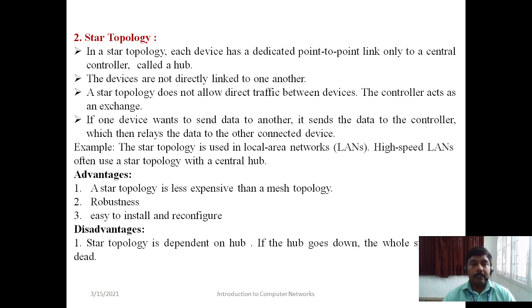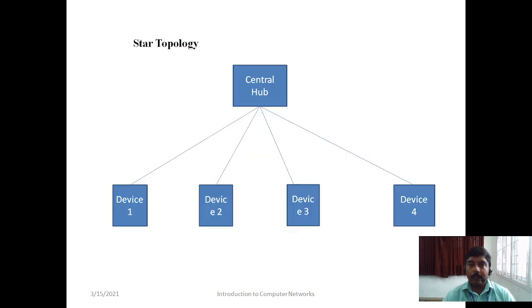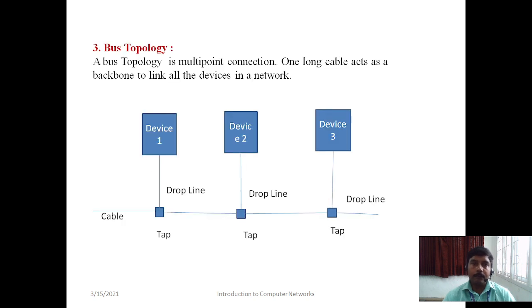And the disadvantage: a star topology is dependent on the hub. If the hub goes down, the whole system is dead. That is the very big disadvantage in this star topology. When the hub goes down, the entire communication fails. You can see the figure of the star topology, where you have 4 devices connected to the central hub. The hub takes the responsibility to forward the packets to each other.